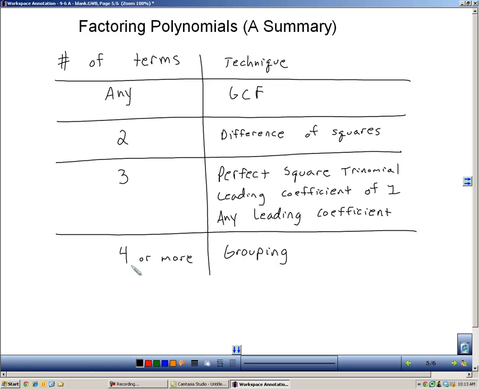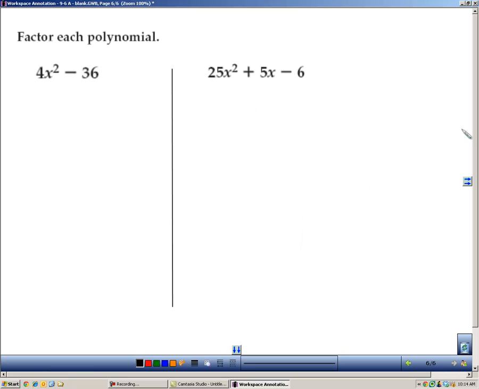And then finally, if there's 4 or more terms, you're left with grouping. So the key to factoring is counting the number of terms and then applying the method of factoring that goes with those number of terms. Here are some different polynomials that we're going to factor using our list that we just talked about. We'll start with this one over here.